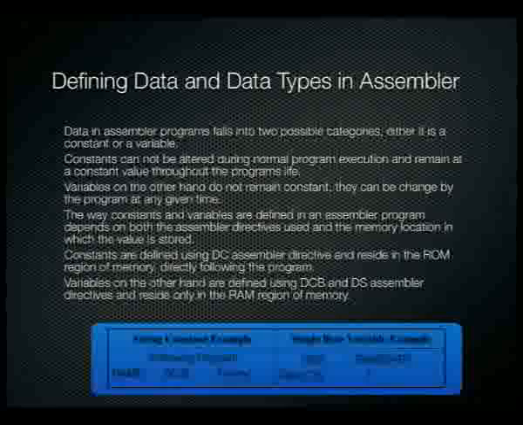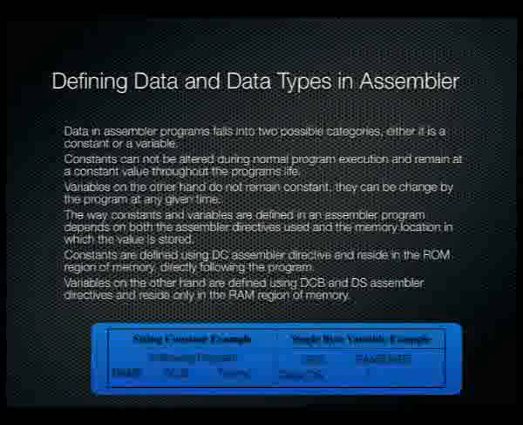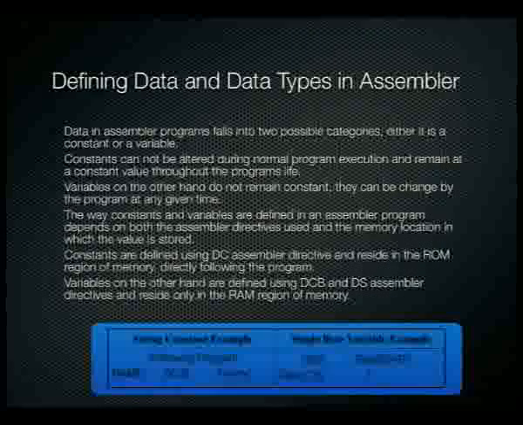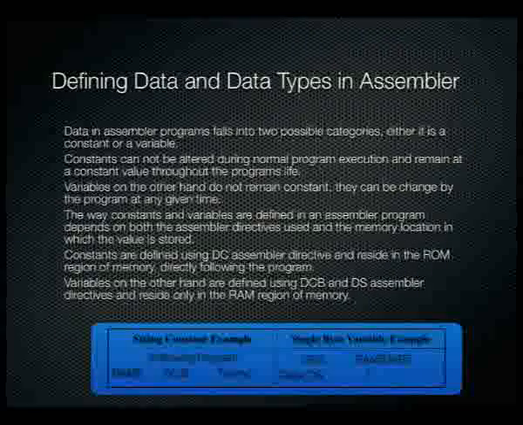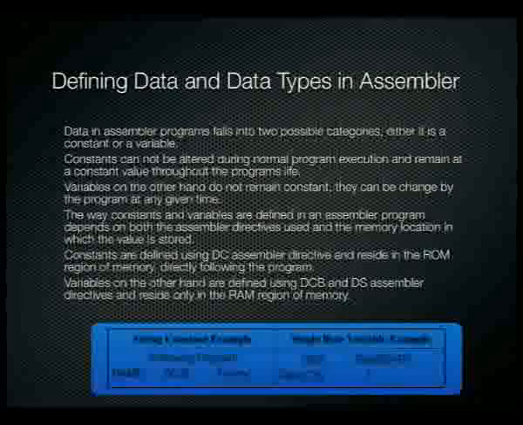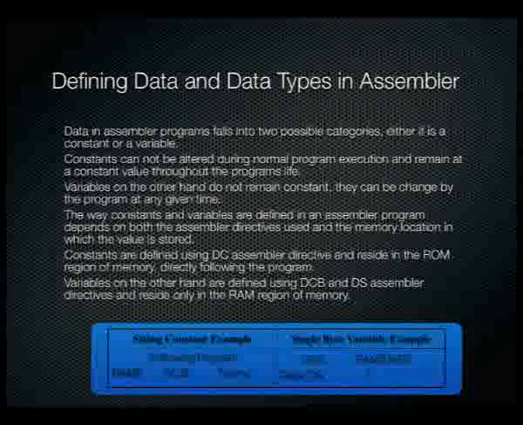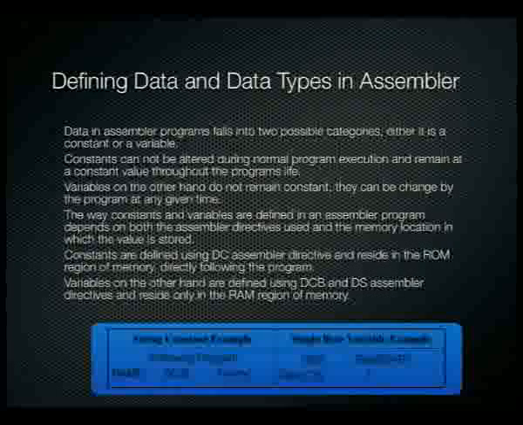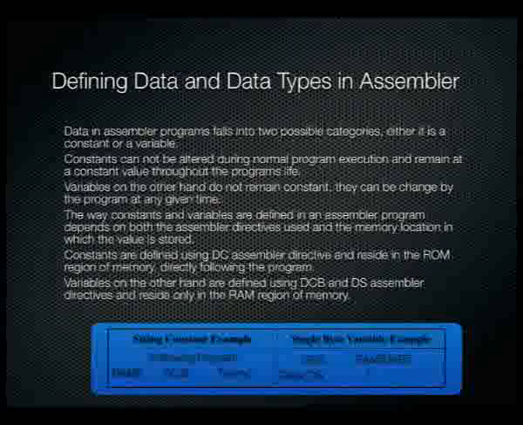Okay, so basically when you define them to be their specific size, you can define them using a dc.b to define a constant, or you can do a ds.b to define a variable. So there's the assembler directive that you use to define whether it's a variable or a constant. And then, of course, it also depends on where you store that value, whether you store it in RAM or ROM, as to whether it's a variable or constant.